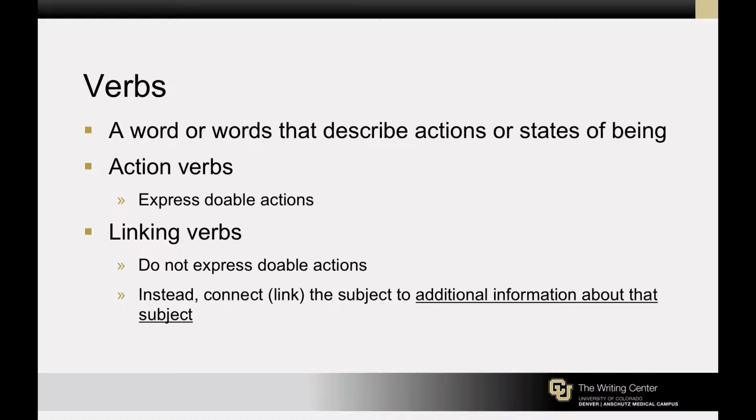Okay, so what's a verb? A verb is a word or words that describes actions or states of being. There are many different kinds of verbs, but two of the most common categories are action verbs and linking verbs. Action verbs do exactly what you think. They express action. They are words that express an action we can picture. Linking verbs, on the other hand, don't express doable actions. Instead, they connect, or link, the subject to additional information about that subject. Let's look at a few examples.